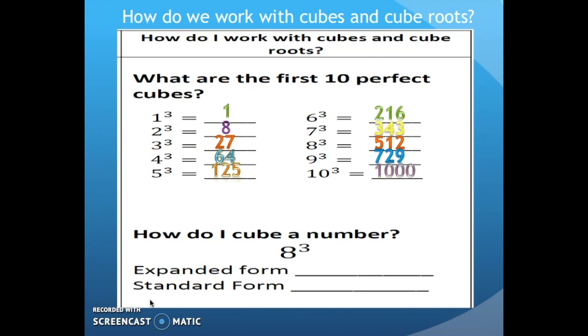Okay, so how do I cube a number? I have 8 to the third power. So you gotta remember, 8 is my base, 3 is my exponent. Remember, the little guy tells the big guy how many times to multiply itself, yes? So how many 8s should I have? I should have 8 times 8 times 8. And if you look above at your chart, you should write it in standard form as 512.